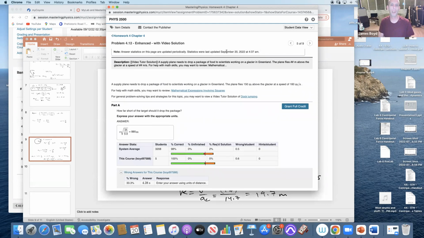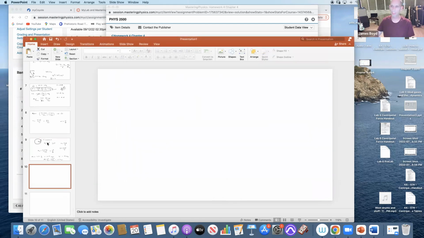All right. A supply plane needs to drop food to people on a glacier. This is a projectile motion problem. And when we do projectile motion problems, the first thing that we remember is that we usually have to decompose v into v naught of x and v naught of y. This sometimes happens. In this particular problem, we're not going to have to, but just remember. Our next step is draw a picture, make sure you don't have to decompose it.